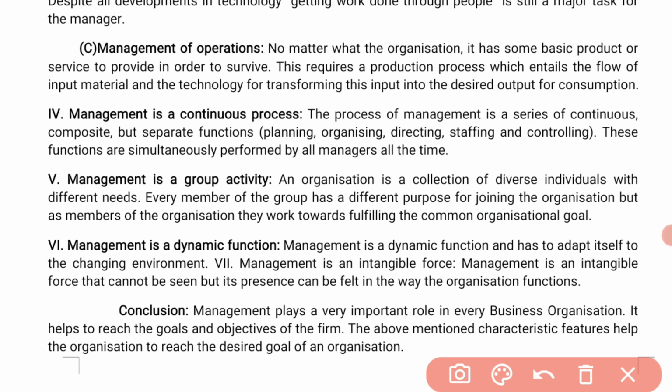And the last characteristic, that is, management is a dynamic function. Management is a dynamic function and has to adapt itself to a changing environment.